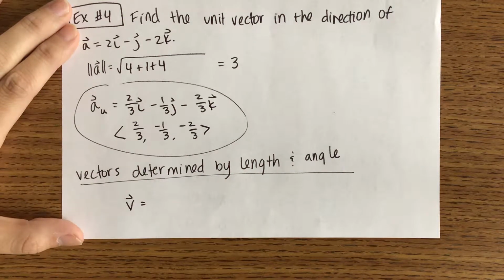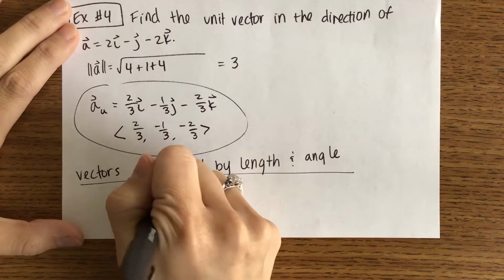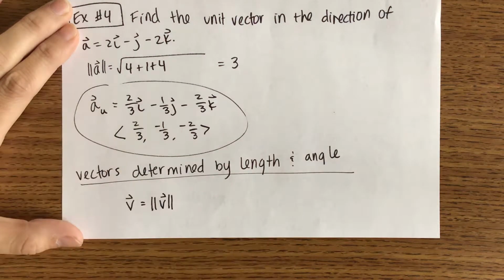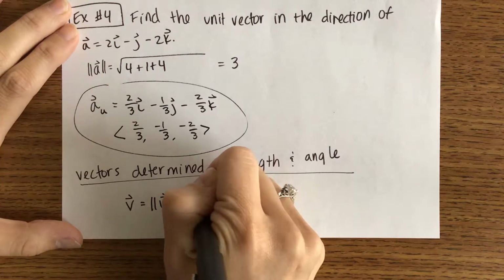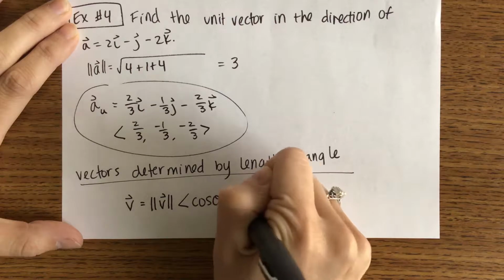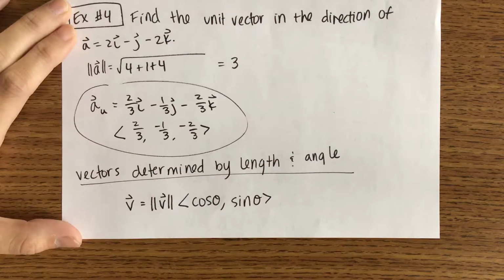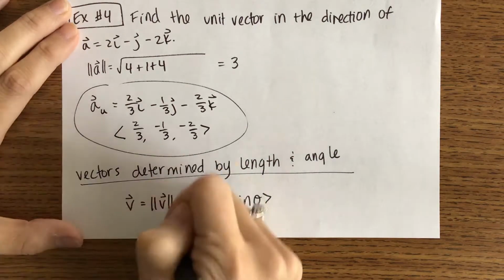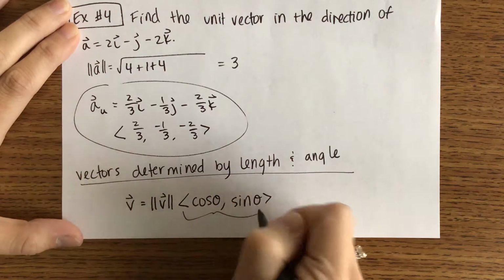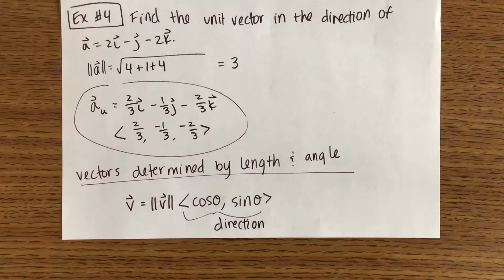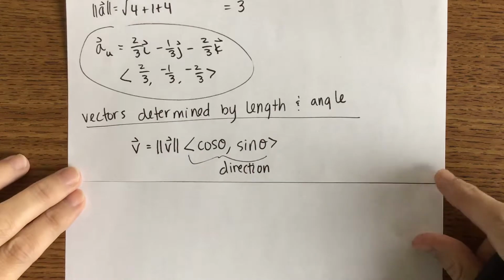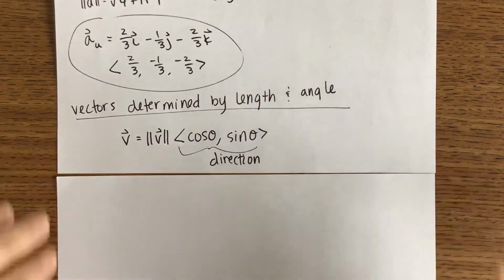I can write a vector as the product of its length and then the angle that it makes with the x-axis. That'll be the vector cosine theta, comma sine theta. This is obviously the length. This part we call the direction of the vector. So oftentimes you'll be asked to write a vector in terms of its magnitude and its direction.